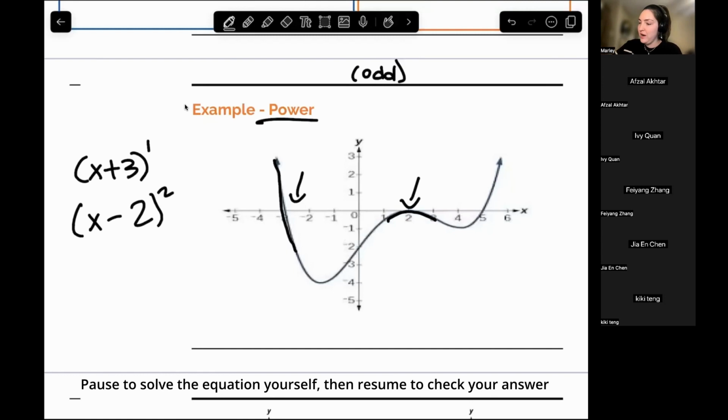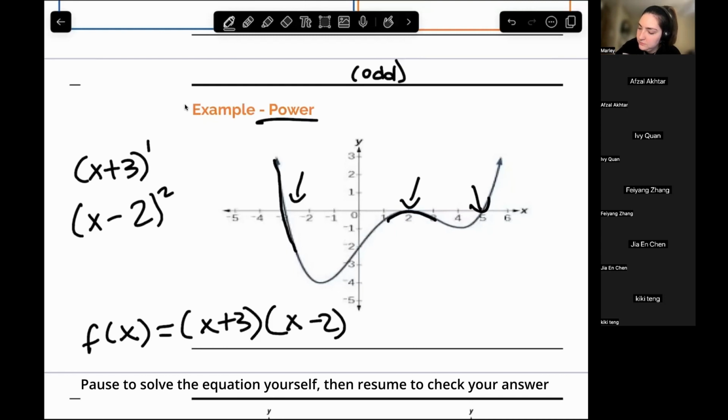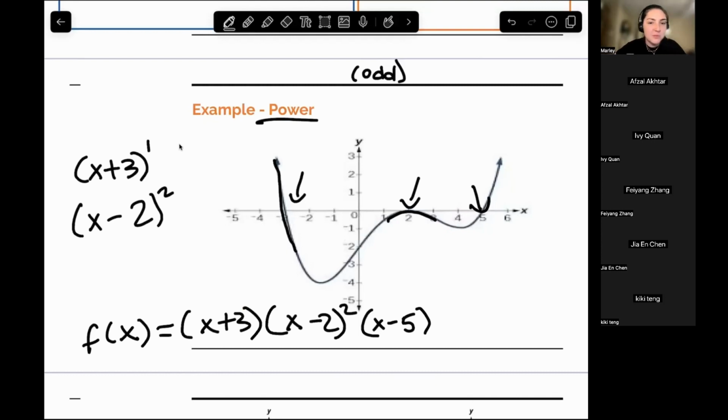And then our last factor is this one right here. What would this be? And what power would it be? All right, yes, I'm seeing a few answers for this. X minus 5 and to the first power because it's going through the axis. So everyone who's responding, good job. Seems like we're understanding this concept. You guys have probably seen this a lot in Algebra 2.